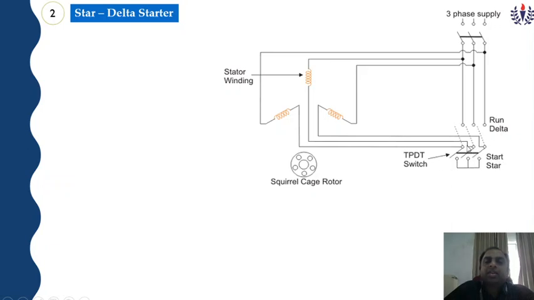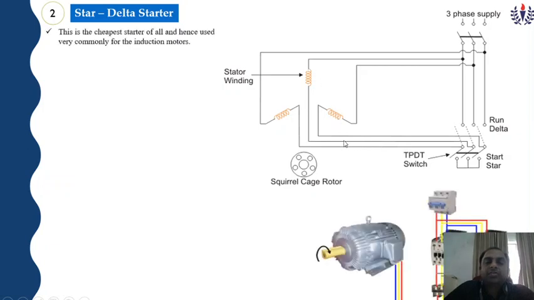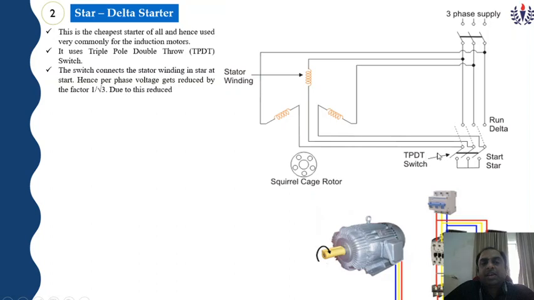One end of the switch is connected to the stator winding in delta connection. This is the cheapest starter. It can use a triple pole double throw switch. The switch connects the stator winding in star at start, hence the motor per phase voltage gets reduced by the factor 1 by root 3.